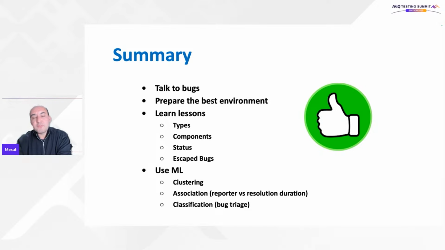And then how can we learn some lessons from bugs? By doing lots of different analysis. It might be going over the type of bug or the components on which the bugs were found, or the status or the number of escape bugs. And there are several metrics that we can study. And finally, of course, for this purpose, we can ask machine learning to do the initial round of analysis for us. And on top of that, we can make the final decision.